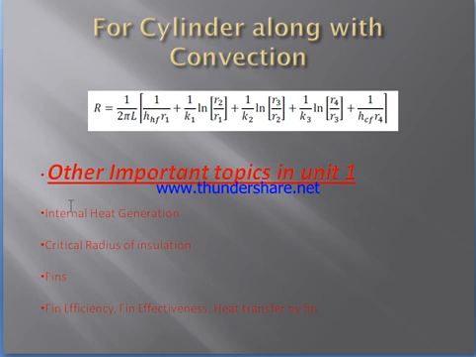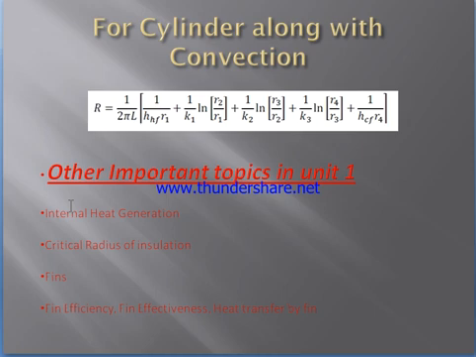Other important topics in unit 1 is internal heat generation. An internal heat generation example is an electric wire. Electric wires will also be generating heat internally, and in some thermal power plant boilers the heat will be generated internally, and the formulas are available in our HMT data book.